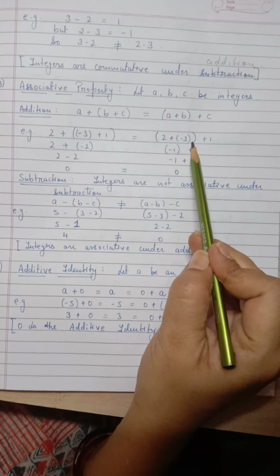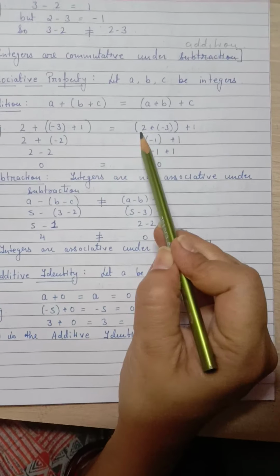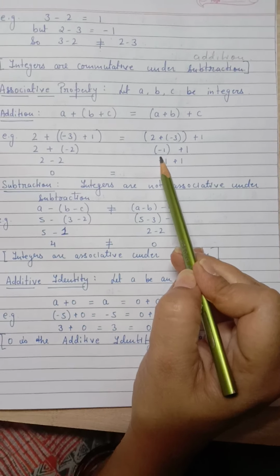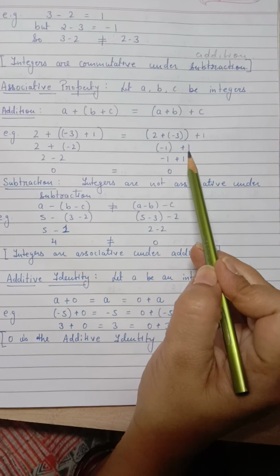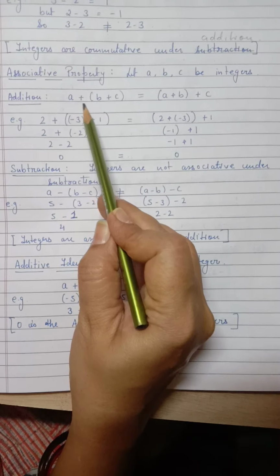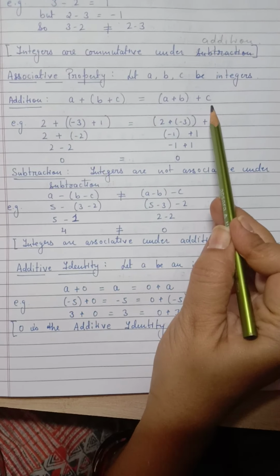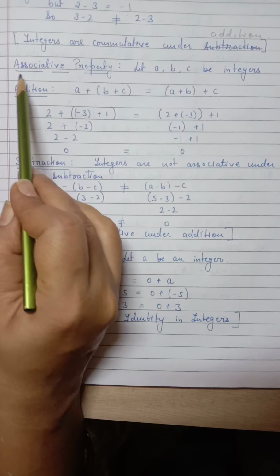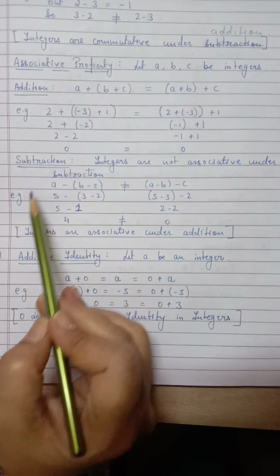Now in the other part, I have added 2 and -3 first. When I am adding 2 and -3, their sum is -1, and when -1 is added to +1, their sum is again 0. So आप तीन integers को किसी भी group में add करते हैं, their sum will always remain same. So we will say that integers are associative under addition.